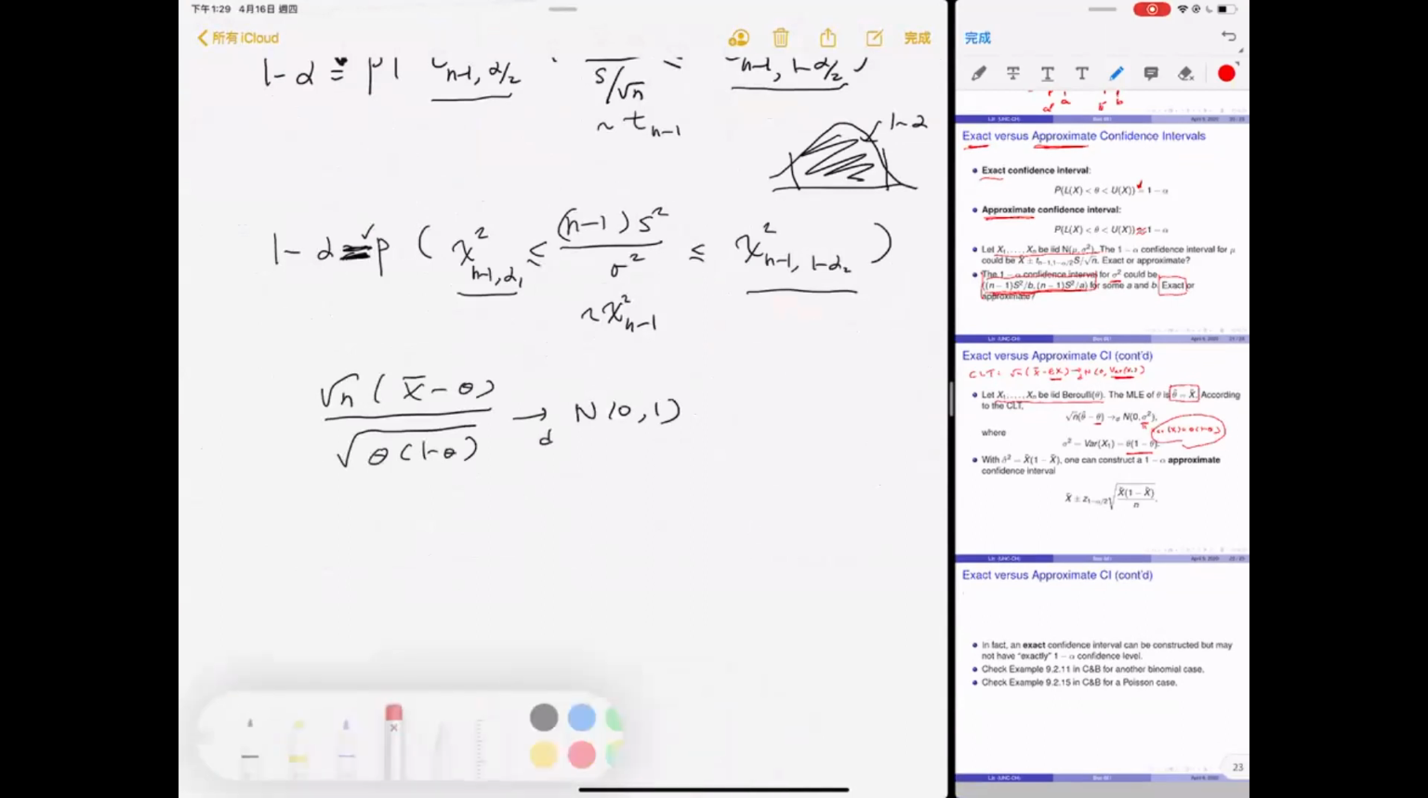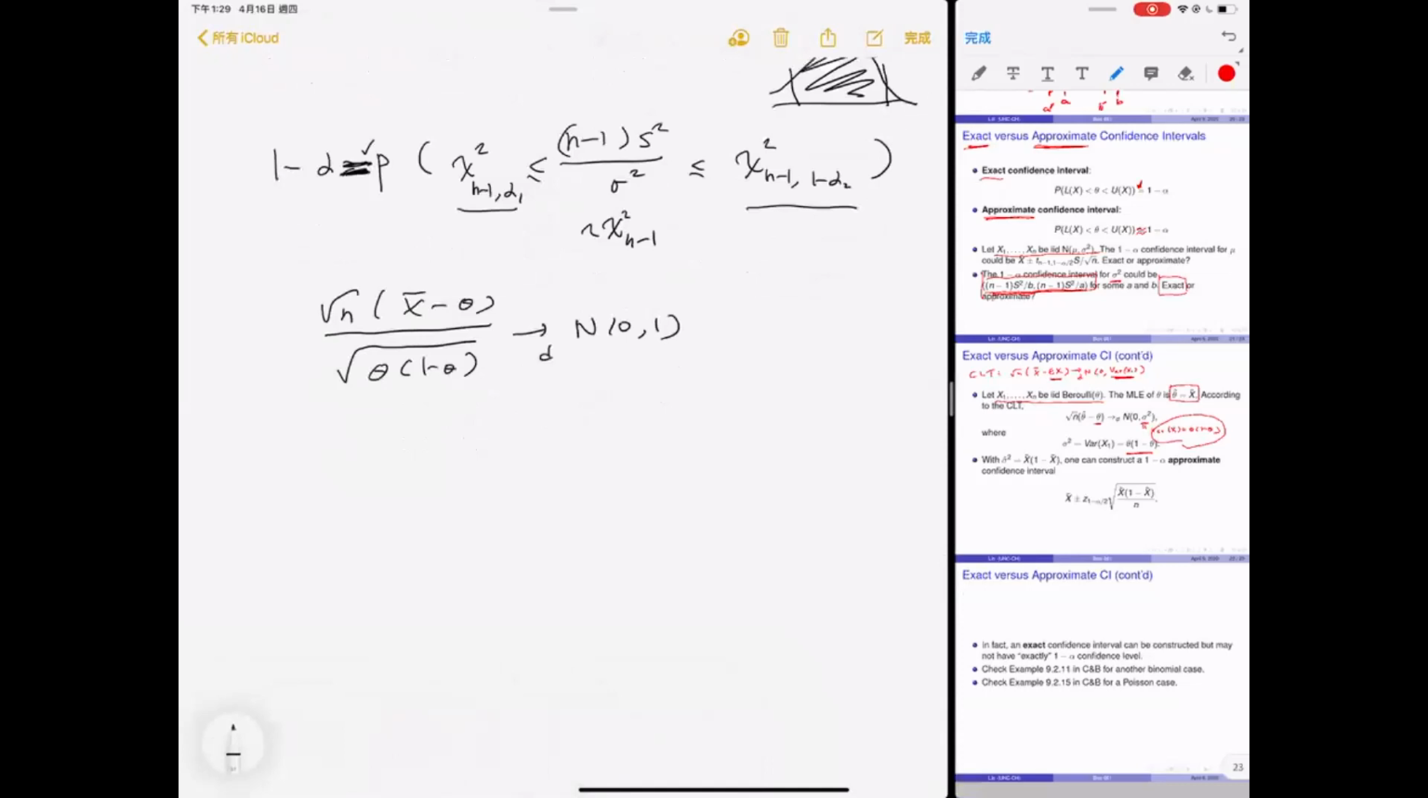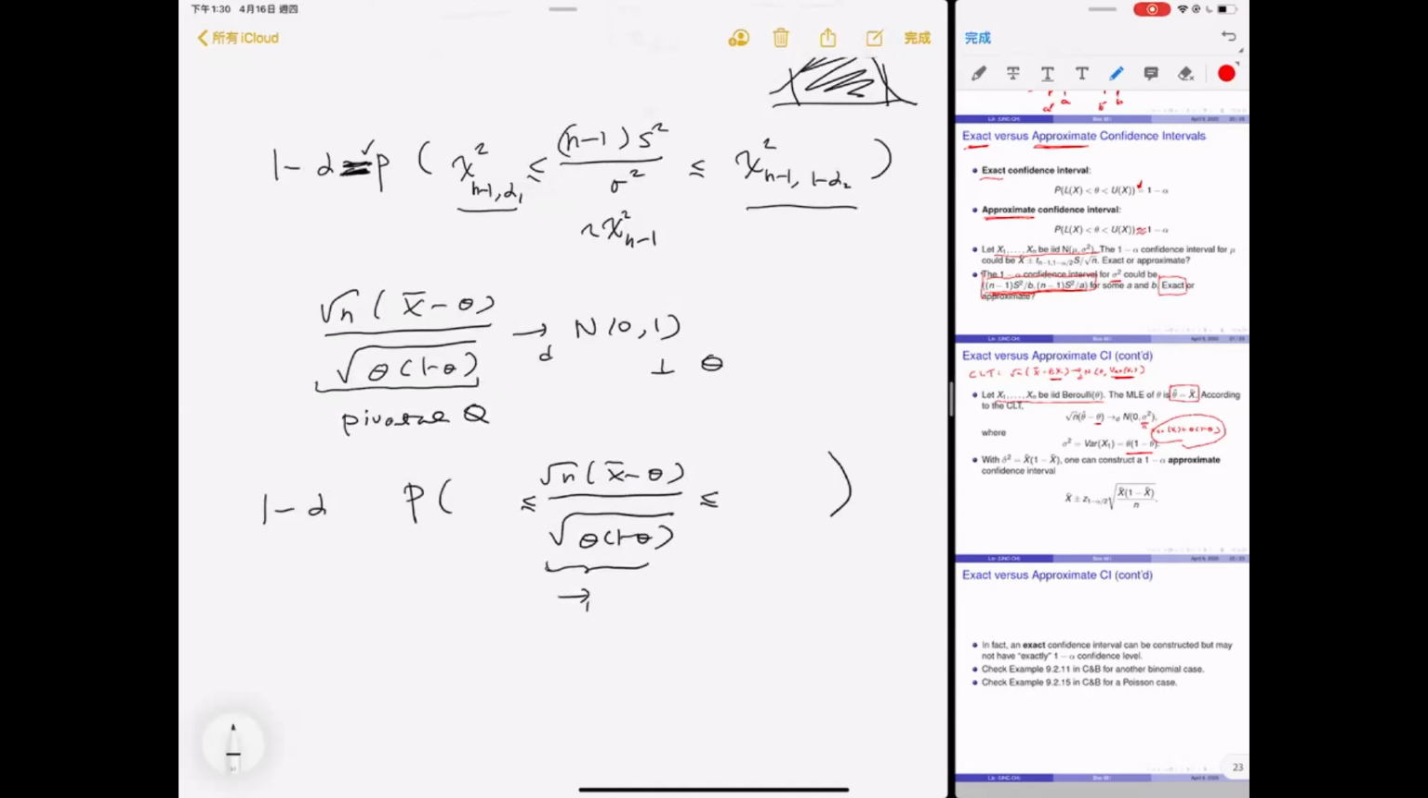Okay, because I do know that when n is large enough, the quantity right here is going to become normal, and normal again. That means the right hand side is independent of theta, isn't it? Which tells you that as long as n is large enough, this guy becomes a pivotal quantity. Okay, that means it's a pivotal quantity when n is really large, right? Because I do know that n is large, this guy is going to behave like normality.